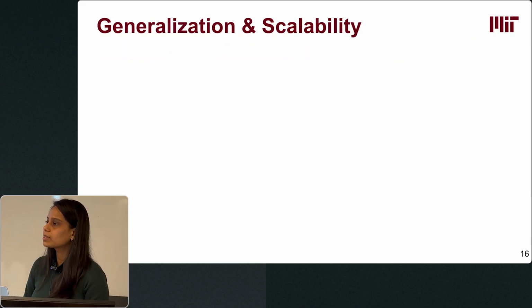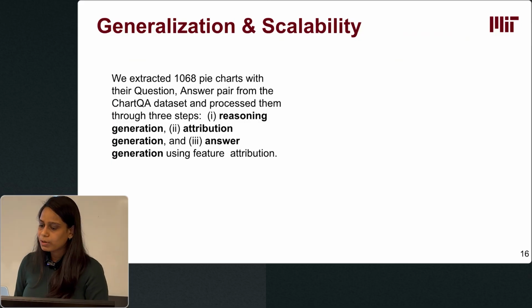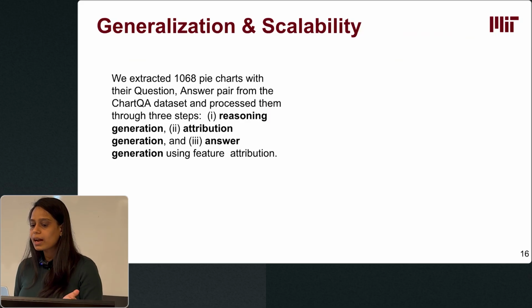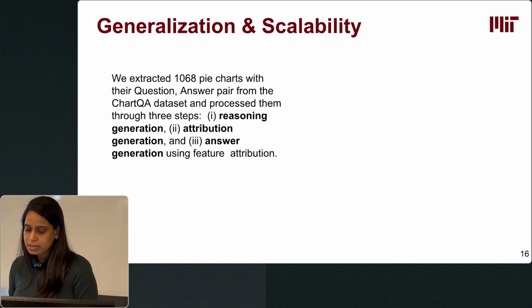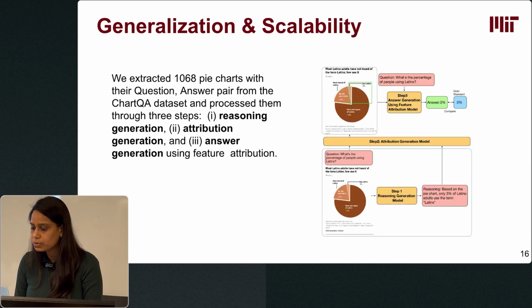And not just line charts and bar charts, we went ahead and tried how it would do on pie charts, because we wanted to generalize and scale the system. So we extracted 1068 pie charts with their question answer pairs from the ChartQA dataset and processed them through the three steps that I mentioned before: reasoning generation, attribution generation, and answer generation using feature attribution.